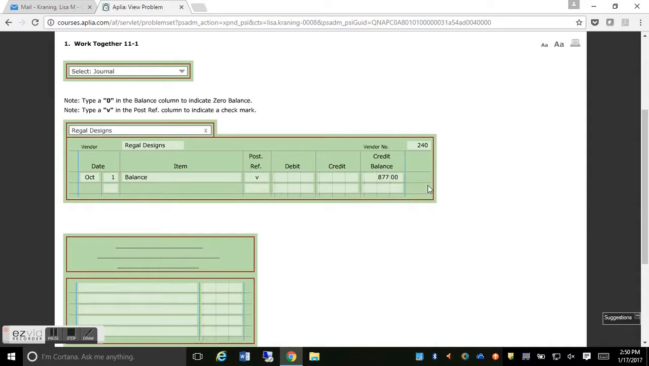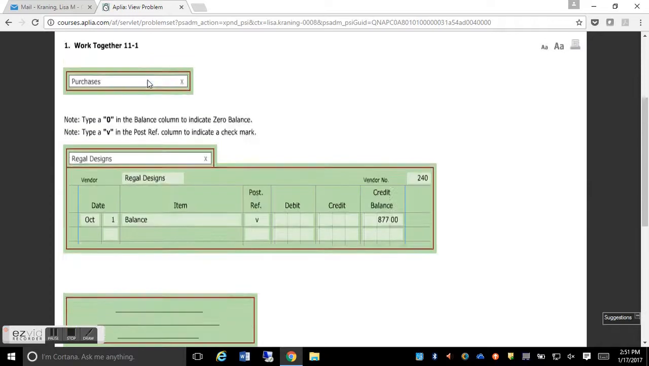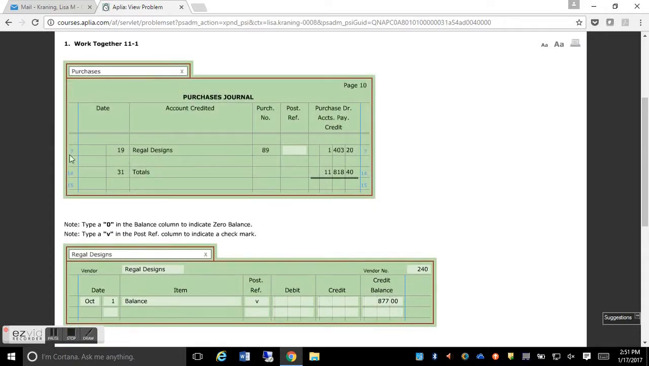Okay, instruction number 2 says post the accounts payable credit entry on line 7 of the purchase journal in the accounts payable account for Regal Designs. You will come up here, find your purchases journal. Here is line 7 of Regal Designs. It's on the 19th, so you will put the 19th. This is coming from Purchase Journal, page 10. So in our post reference, you will put P10.